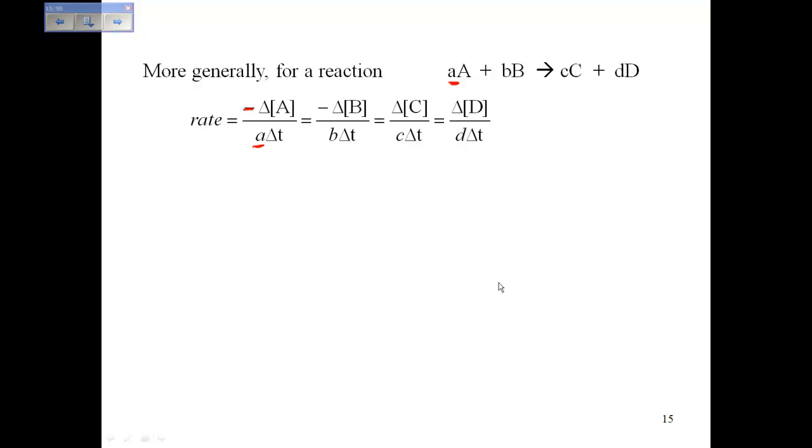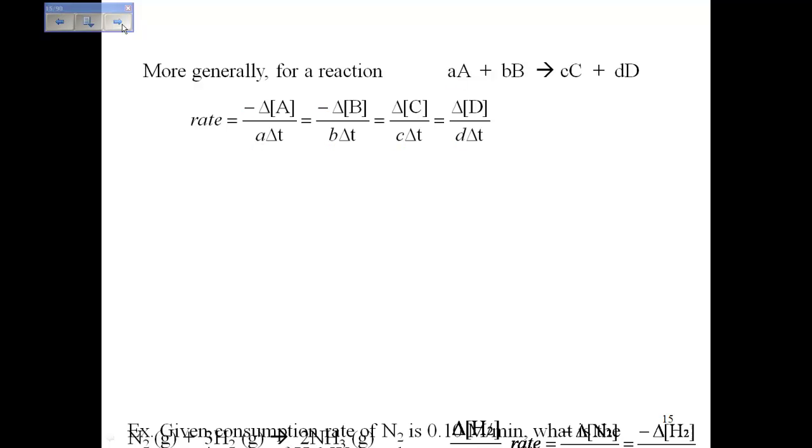For B, same thing, change in concentration of B over change in time. I also have to put that negative because it's a reactant, and I have my b coefficient to account for. For my C and D, they're done the same way. I have my c and my d coefficients, but they have positive values because they are products. So basically I can compare my rates of my reactants or products, any species I want, just having to account for the number of moles and also the minus or plus depending on if it's reactants or products.